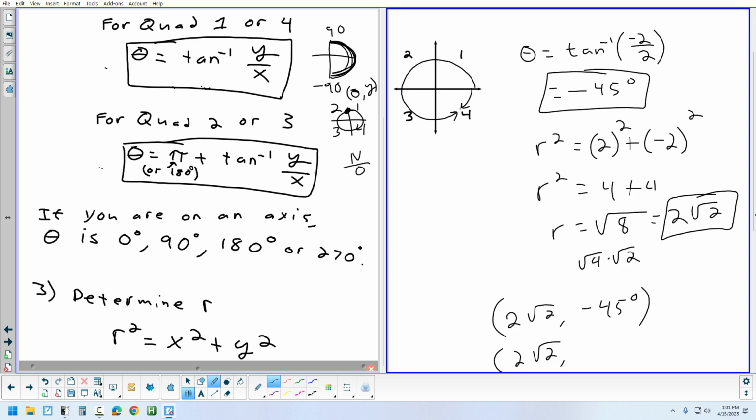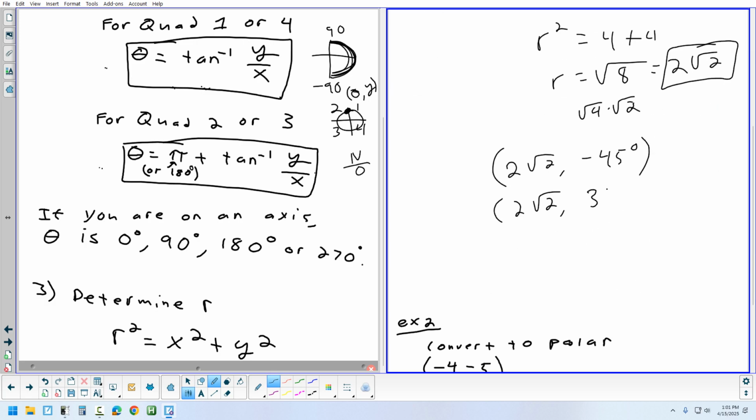So -45 is if we go clockwise. 315. Yeah, it would be 315 if we go the other way. You just have to add 360 to that number, and that makes it positive. So that answer is also correct.